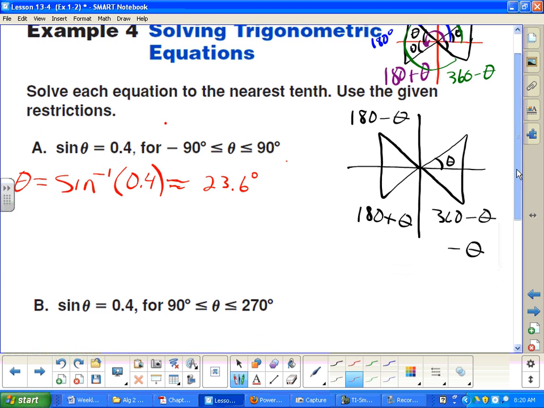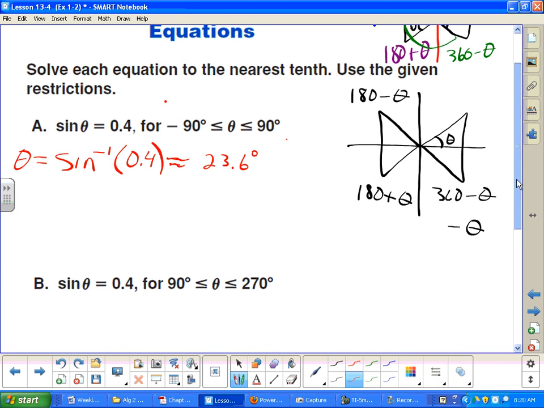So now, this reference angle I have is 23.6. So this angle here is 23.6 degrees. So if I needed to go into the second quadrant, or the third quadrant, or the fourth quadrant, then I could use that 23.6 and either subtract from 180 in the second, add to 180 in the third, or subtract from 360 in the fourth.